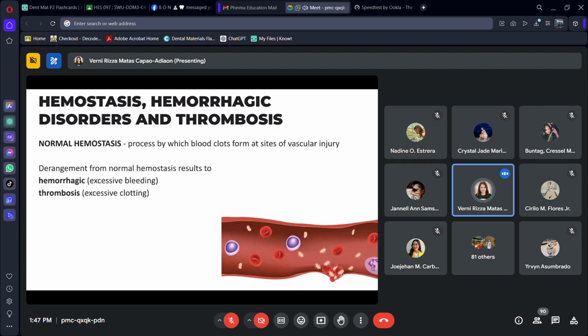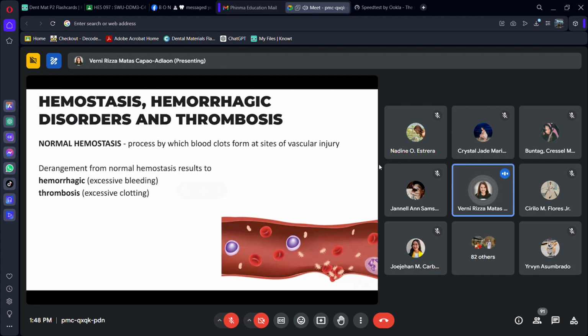Your normal hemostasis is the process by which blood clots form at the sites of vascular injury. So when there is derangement of your normal hemostasis, this is called hemorrhage or a hemorrhagic episode, which is excessive bleeding, and then thrombosis, which is excessive clotting.